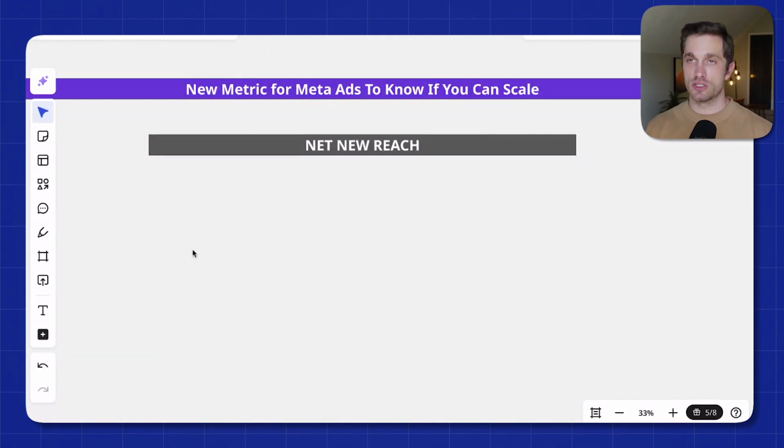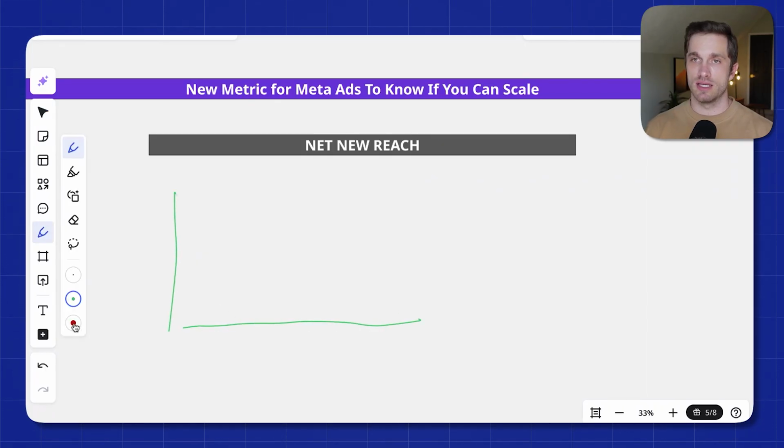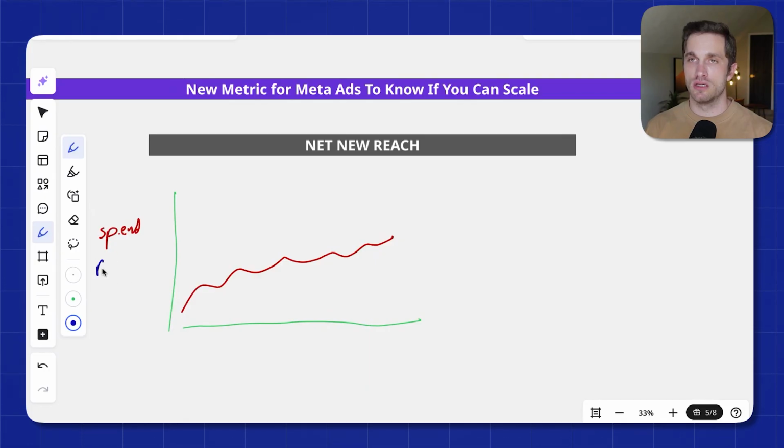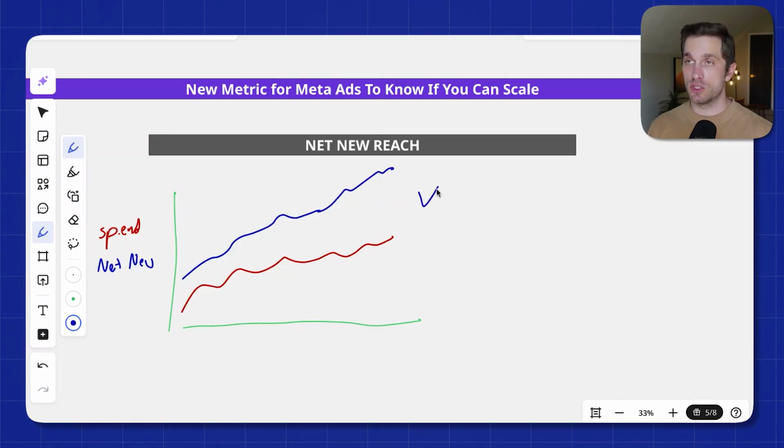I'm going to show you how to calculate this, but first, a quick illustration. Let's say you are running ads over a period of time, say 12 months in this use case. Let's say the red dot is your incremental increase in spend. I'm spending more, more, more. That's advertising spend. And the blue line is going to be net new reach. What you want to happen is, with the increasing amount of spend, you want to see your reach going up in alignment with it, or maybe even outpacing it, which is great. This is what you want to happen right there.